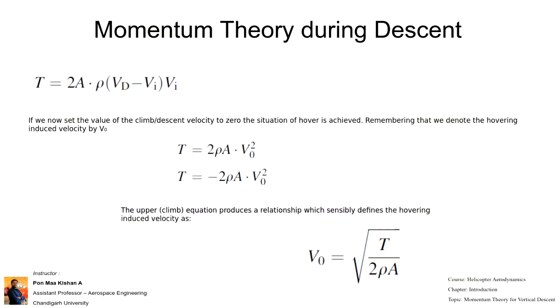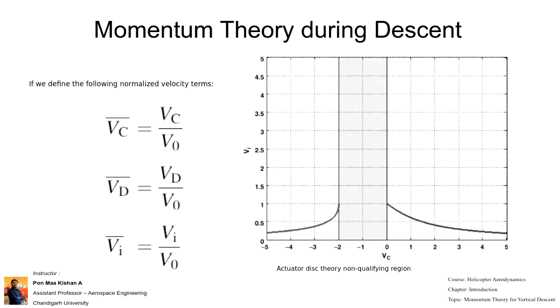This is just a comparison of how the thrust has been handled with hovering. V naught indicates the induced velocity at hover. Here we include a negative sign to show that it is a descent, in order to avoid confusion between the hovering condition and climb, so that it is understood that the helicopter is descending downwards.